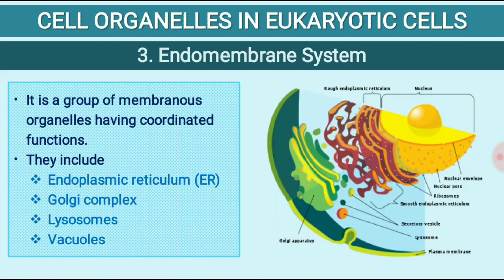8.5.3 Endomembrane System. While each of the membranous organelles is distinct in terms of its structure and function, many of these are considered together as an endomembrane system because their functions are coordinated. The endomembrane system includes endoplasmic reticulum, Golgi complex, lysosomes and vacuoles. Since the functions of the mitochondria, chloroplast and peroxisomes are not coordinated with the above components, these are not considered as part of the endomembrane system.